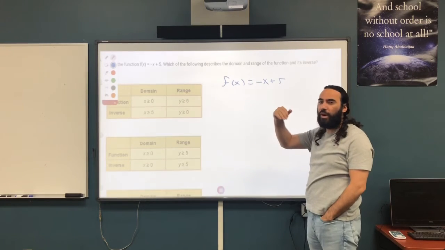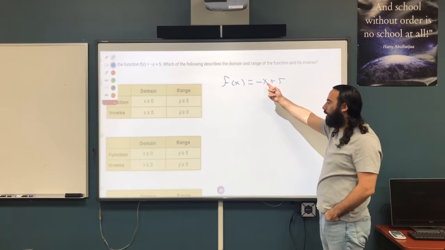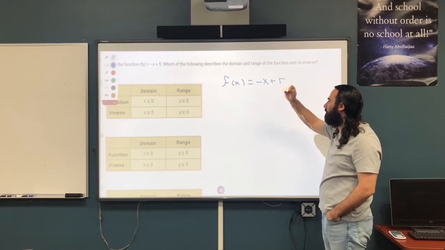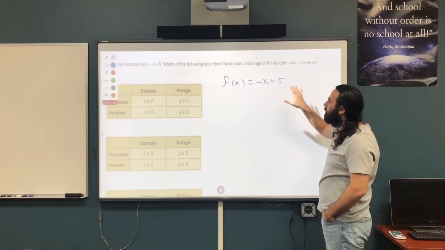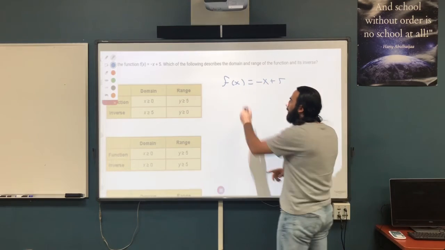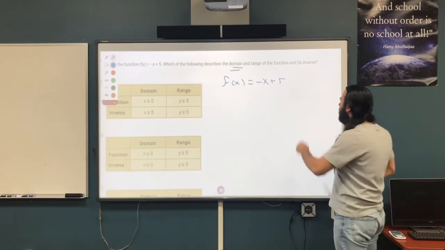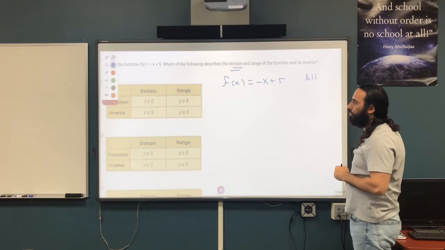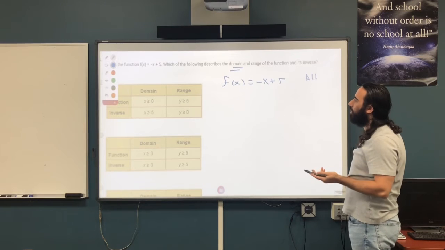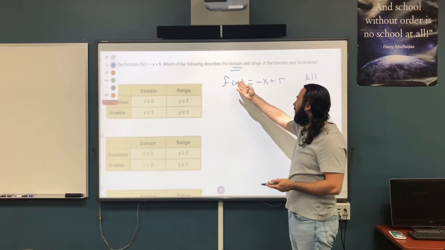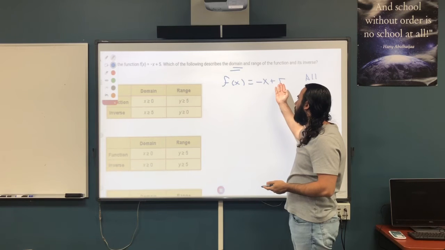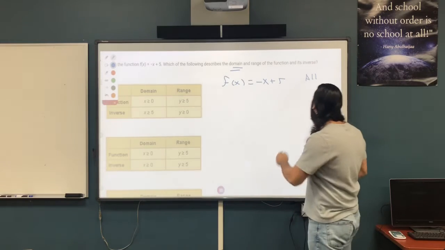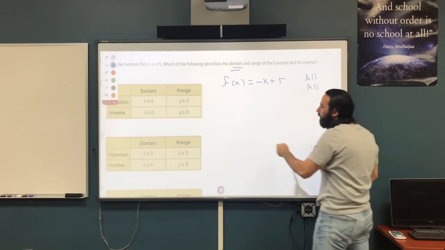Can I plug any number I want? Well, you can plug in positives. There's no objection. You can plug in negatives, a 0. You can do all of that. So for the domain, for x, you can plug all numbers. Okay, for the domain, all numbers. For the range, also the same thing. You can plug any number you want. It will be added to 5 or subtracted from the 5. Any number you choose, right? So also all numbers.